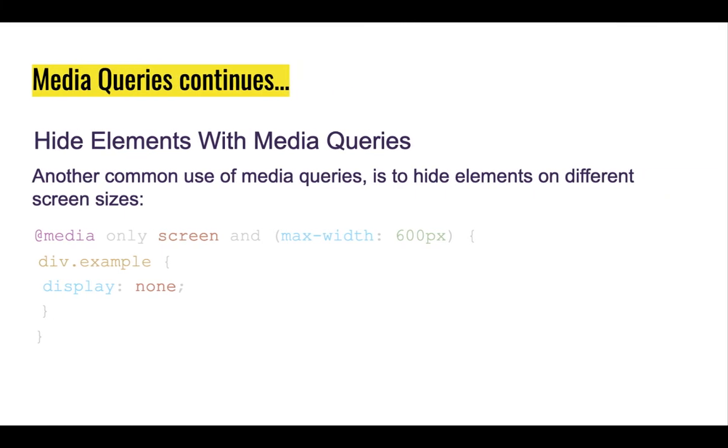Now let's look at how to hide elements with media queries. Do you wonder at times you visit a website and you have different content on the desktop and another content on your phone? This can be handled with media queries. Another common use of media queries is to hide elements on different screen sizes. And how do we achieve this? Don't forget your syntax of at media only screen and maximum width of 600 pixels. Then you give it a property of display none. Display none helps you hide that particular element.